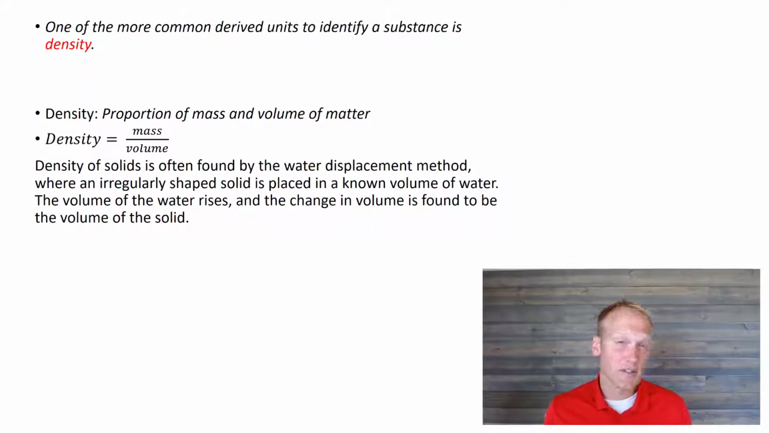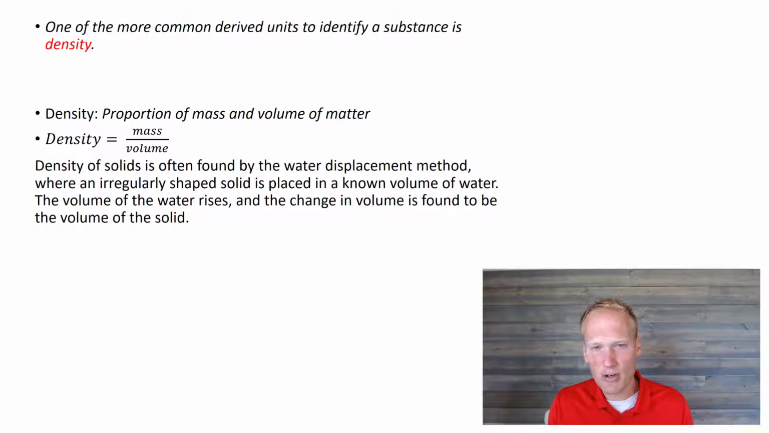In this class, there are some derived units that we use quite a bit. Volume is one, and density is one. So it is important that you can calculate those 2 things using a couple different methods. So let's talk about that. Density is how much matter is in an object of a specific volume. The more matter is in a given volume, the more dense that it is.